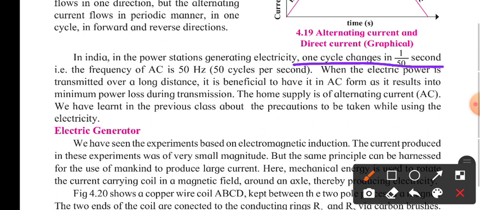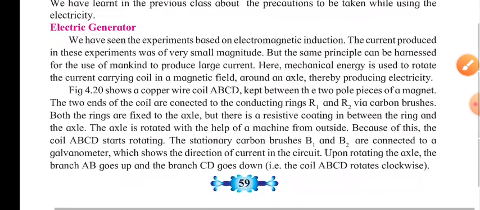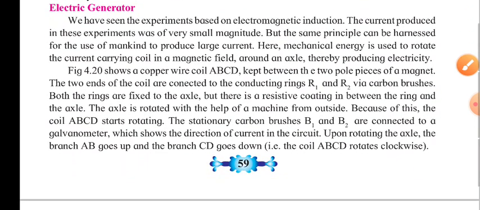After that, the next thing we have to study is the electric generator. Till here we studied the electric motor, how it is working, where the electrical energy was converted into mechanical energy. Now the next we have to study is the electric generator, in which the mechanical energy is getting converted into electrical energy.